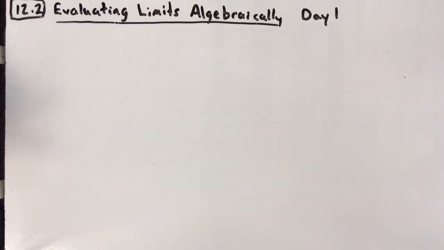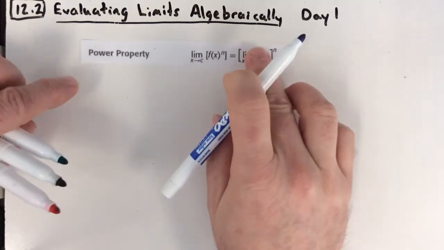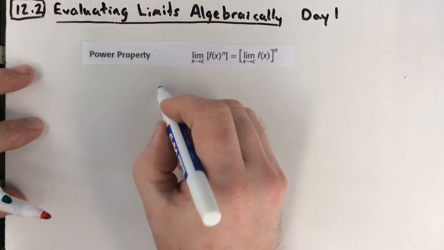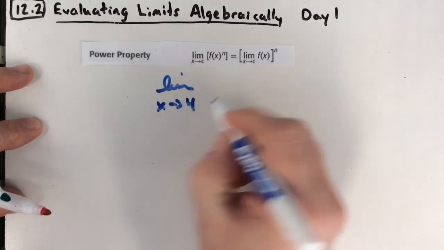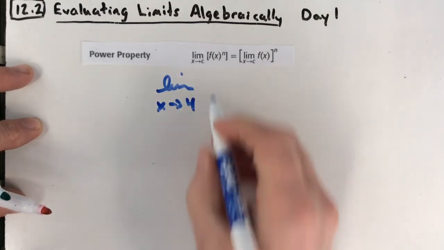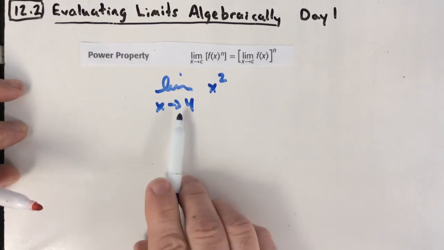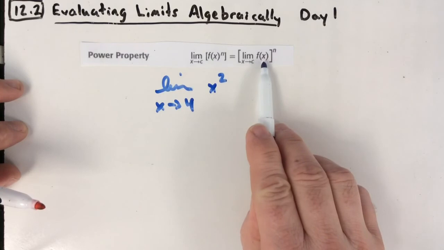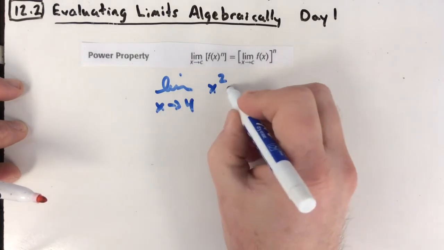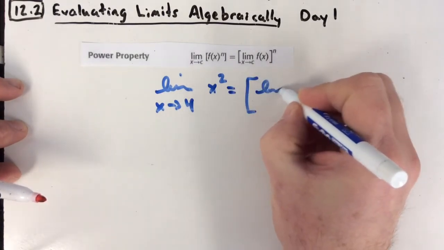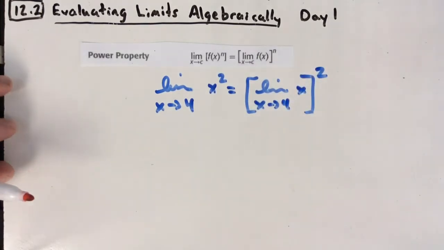There is a power property. For the power property, that's when you have something raised to a power. So for instance, if we have the limit as x approaches a constant again, like 4, of something raised to a power, let's say x squared. What that allows you to do is to put the limit and the base of the exponent on the inside of these brackets, and then on the outside would be your exponent. So this would be equal to the limit as x approaches 4 of x, and then we have the squared on the outside.